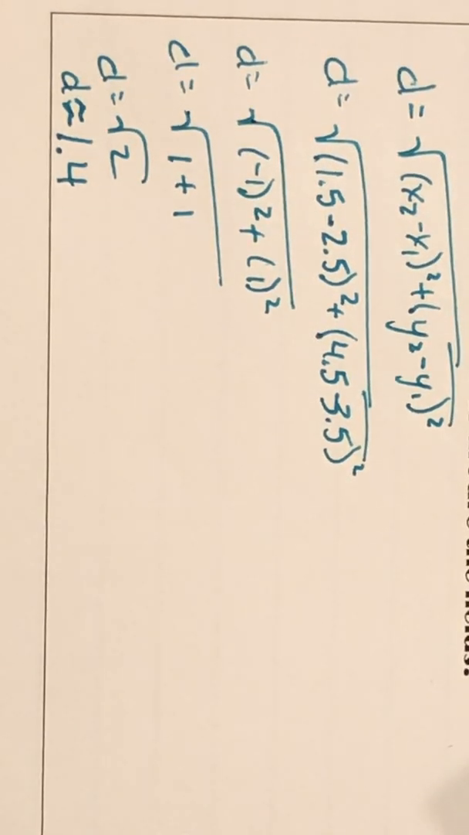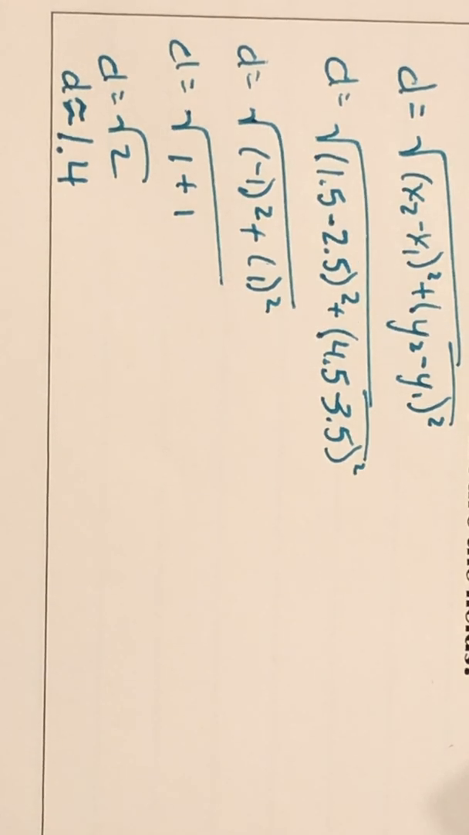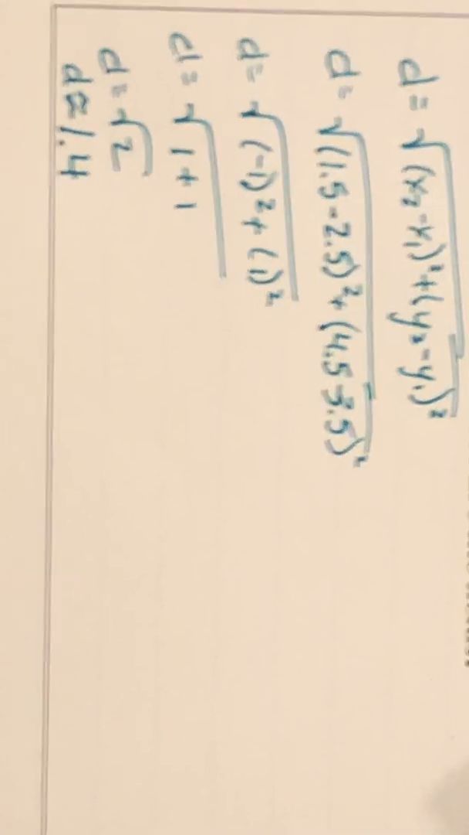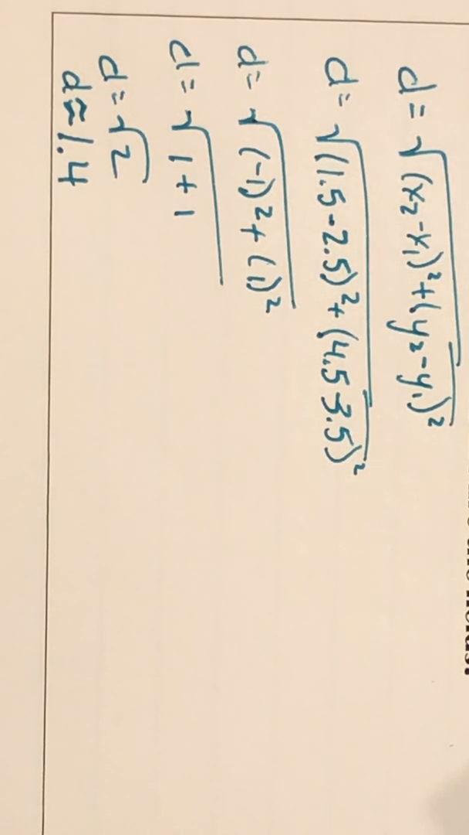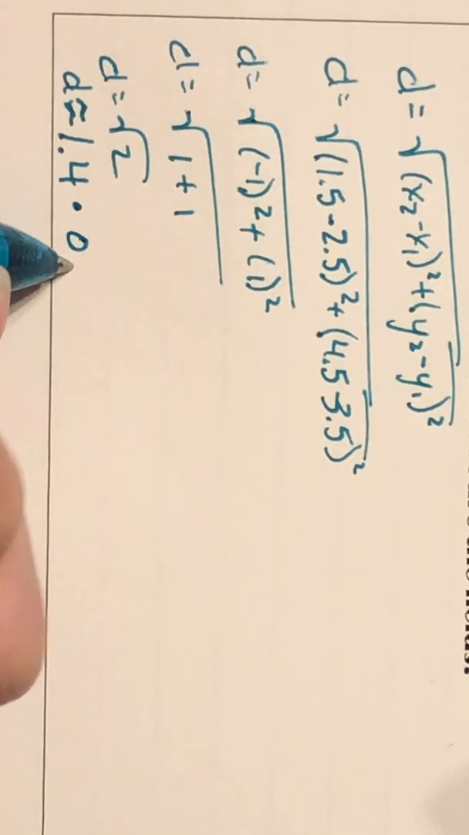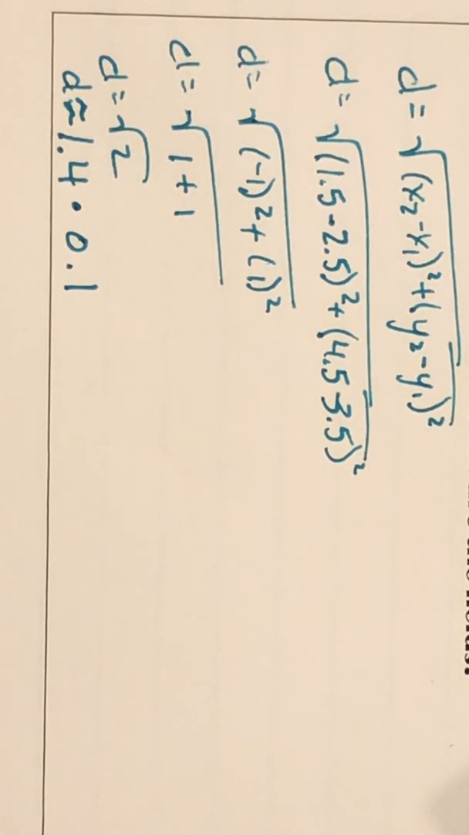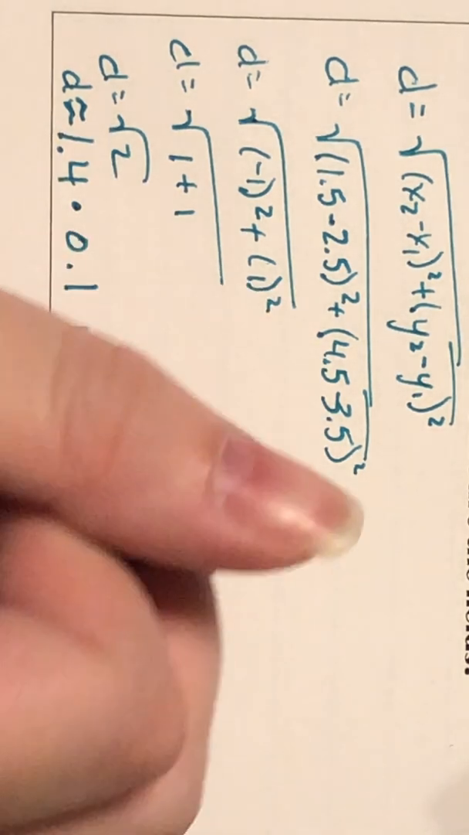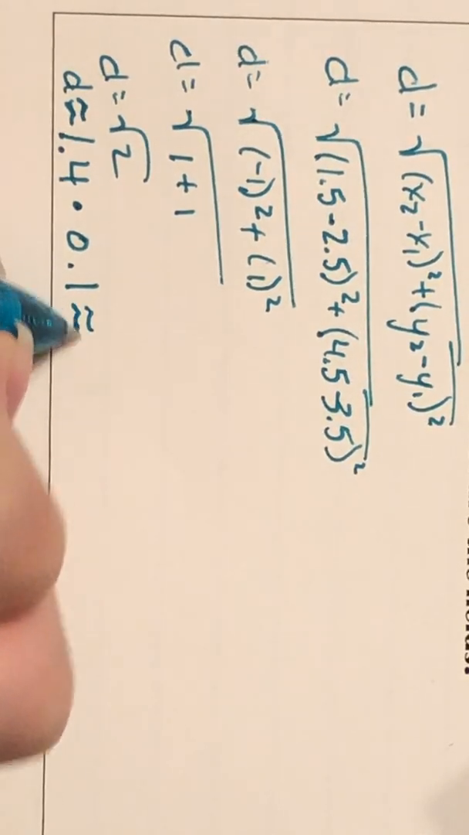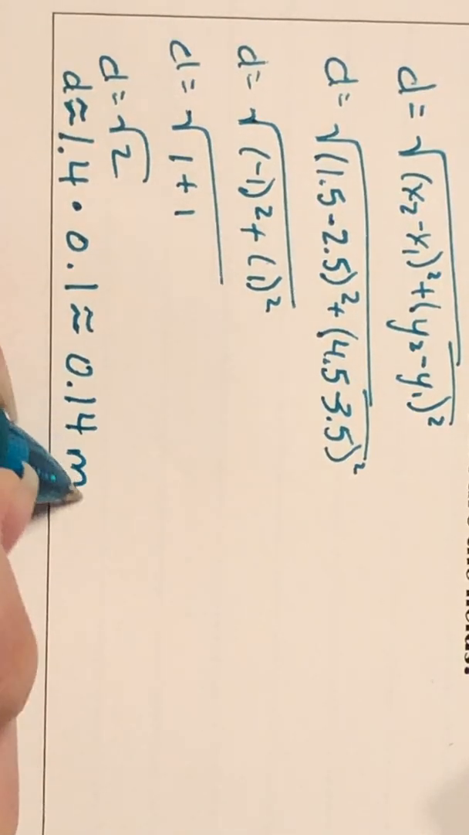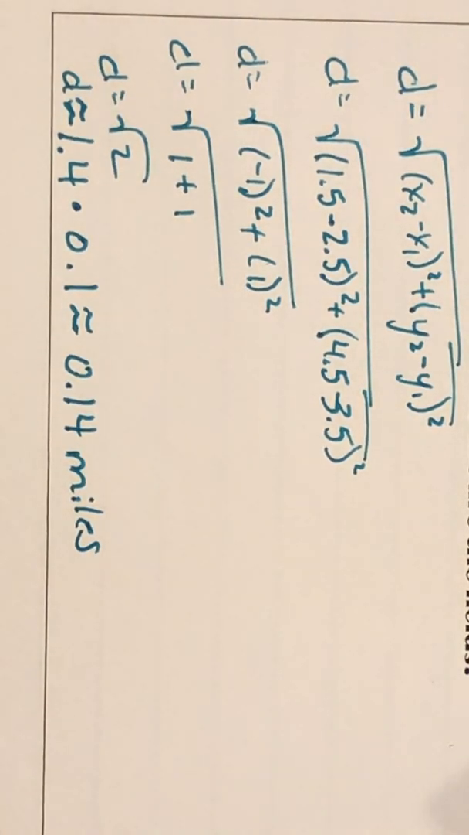Okay. But it said each map unit is 0.1 mile. About how far apart are the fields? So I'm going to take this distance, 1.4, because remember it's on a map, so it's a little bit smaller. And I'm going to multiply it by whatever the distance is, which in this case is 0.1. And when I do that, this gives me approximately 0.14 miles. So Cromwell and Dedeaux Field are about 0.14 miles apart. And that is the end of lesson 7.